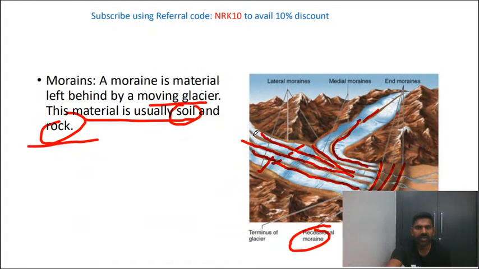Now when you come to moraines, these are the depositions brought down by the glaciers: sand and other soil or rocks, rock deposits. These are called moraines. Moraines are again of different types. What are the different types? Terminal moraines, end moraines, recessional moraines. All these are different moraines.